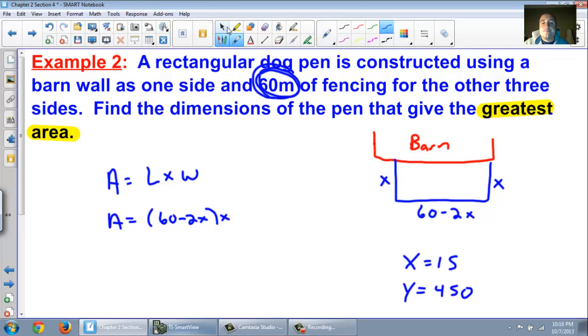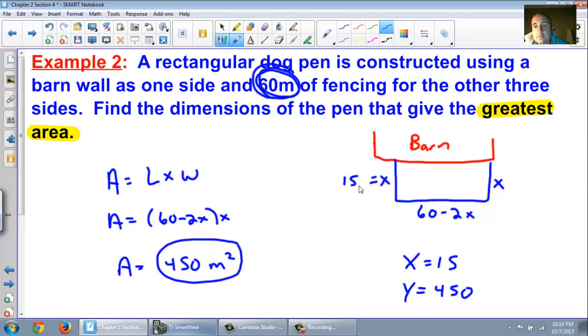So what does that mean? Our maximum area is always our y value. You're always using the y value as your max or your min. So it's 450, and the units are meters squared. That is our maximum area. Now, what else does it want? It wants the dimensions. The dimensions are your x values. So our width is x. What does x equal? 15 meters. And we get that from our x value. And what is our length?